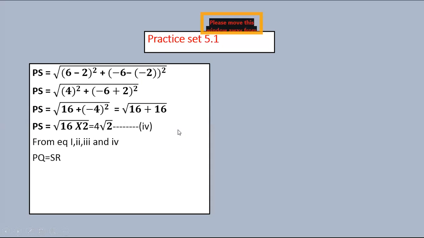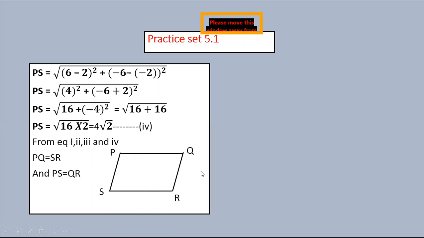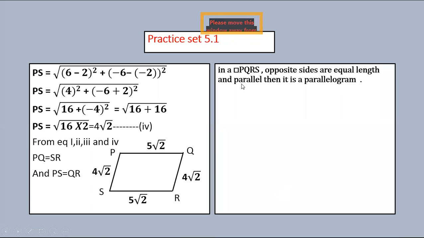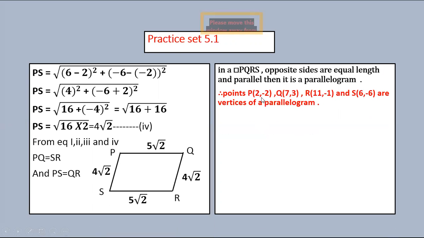From equations 1, 2, 3 and 4, PQ is equal to SR and PS is equal to QR. In quadrilateral PQRS, PQ is equal to SR and PS is equal to QR. Therefore, in quadrilateral PQRS, opposite sides are of equal length. Hence, they are parallel. Therefore, it is a parallelogram. Therefore, the given points P, Q, R and S are the vertices of a parallelogram.